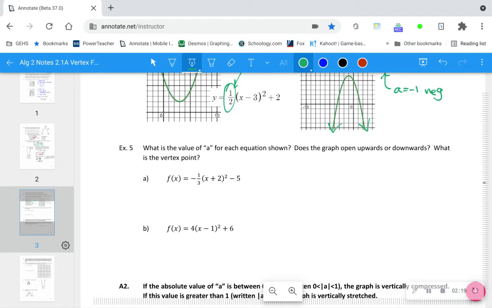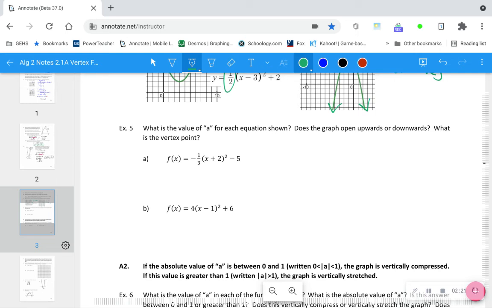Okay, so we have a couple problems where it asks us about that. What's the value of A? And does this indicate whether it opens upwards or downwards? And then a little bit of review from the other pages: what's the vertex? Let's start with the vertex, because you've learned that already. This is the opposite of H, and the number at the back is K. So your vertex is at (-2, -5), because it goes 2 to the left and 5 down. The vertex would start at the origin if that wasn't there.